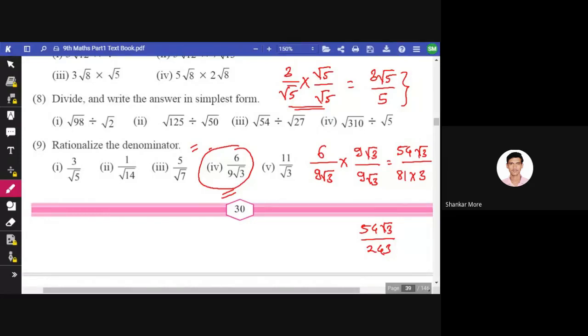Vedant, are you there? Instead of typing, you can just put your mic on. Ask your doubt in Hindi, Marathi, English. Okay, sir.